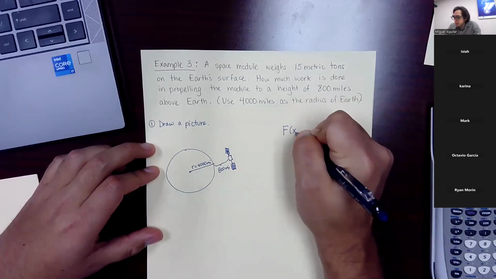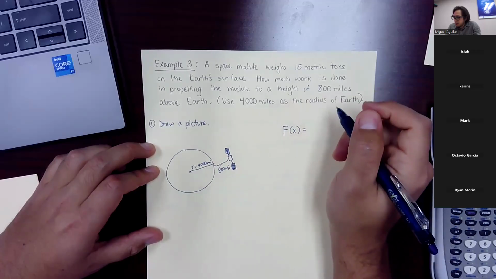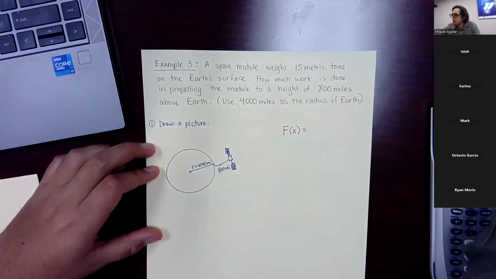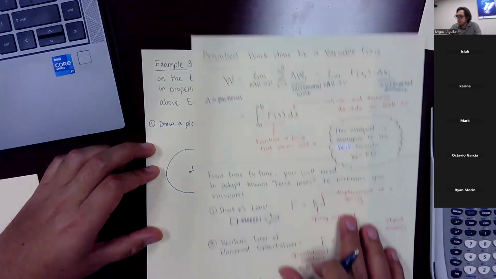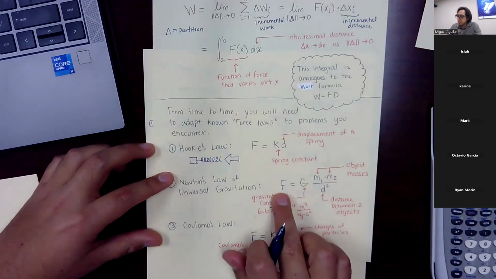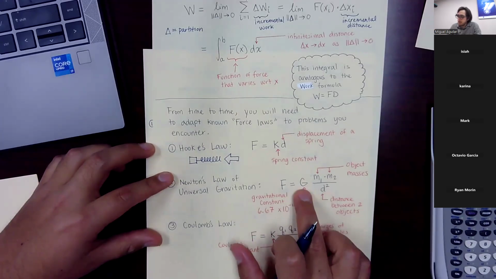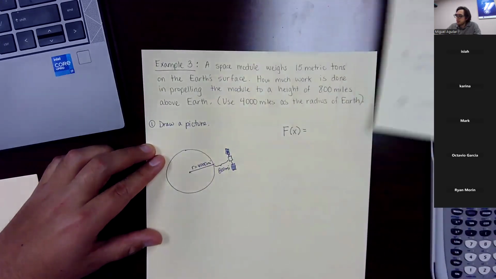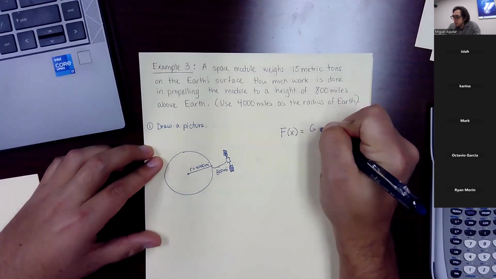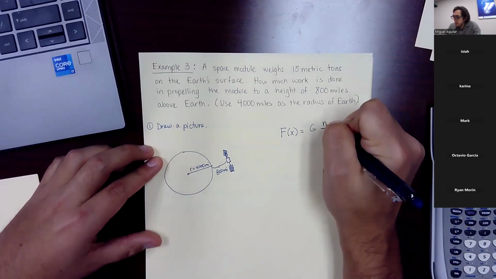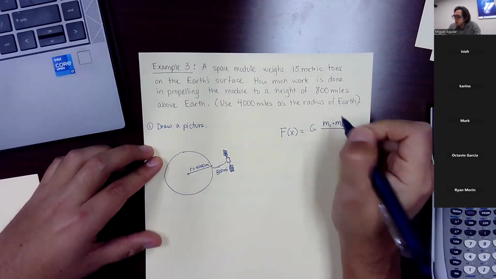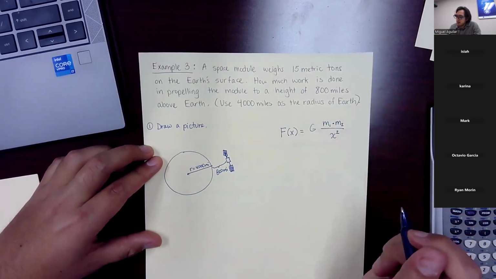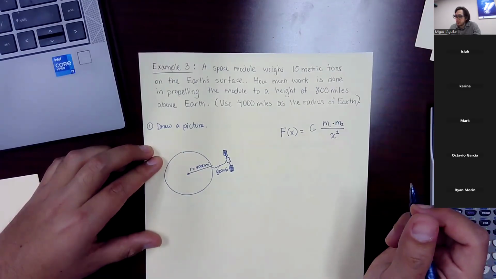F of x is equal to what is it going to be equal to? Well, let's think about Newton's law of gravitation, right? Let's bring that back in. Newton's law of gravitation is F equals some gravitational constant times the two masses of the objects divided by the distance between them. So I'm just going to write that down. This is going to be G times mass 1 times mass 2 over, instead of writing this as distance squared, I'm going to put x squared. Okay, so here x is the distance.